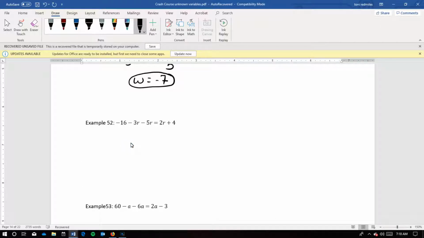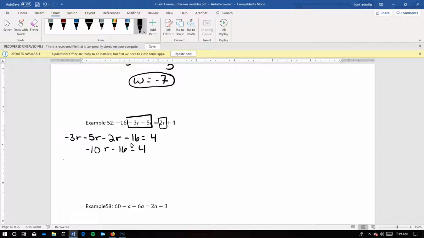All right, so let's get our like terms together. So it's going to be a negative 3r minus 5r. Bring the 2r to the other side and make it negative. I still got this negative 16 equals positive 4. So let's combine these all at once. Negative 3 minus 5 is 8r, negative 8r. And then 2 more is going to give me a negative 10r.